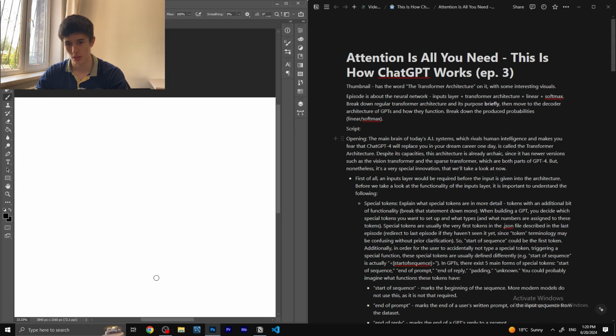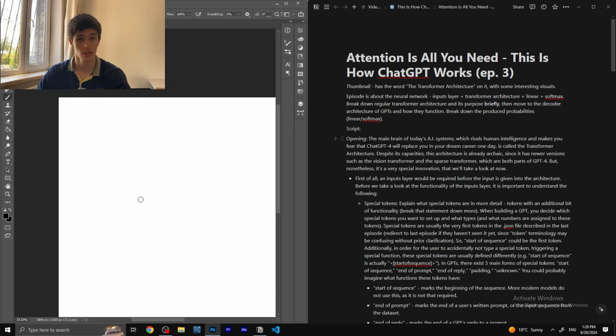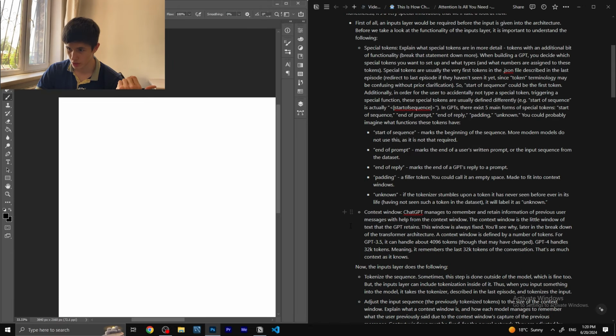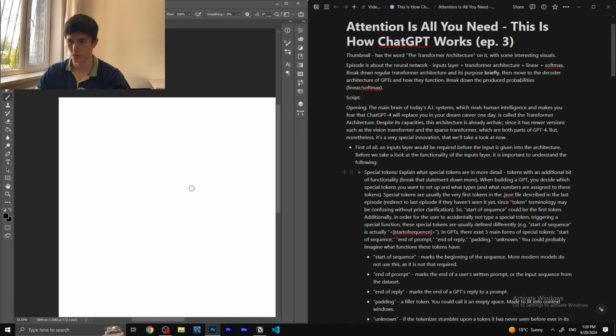some fundamental concepts in terms of tokenization, like special tokens and the context window. So this is something that we'll have to cover now.